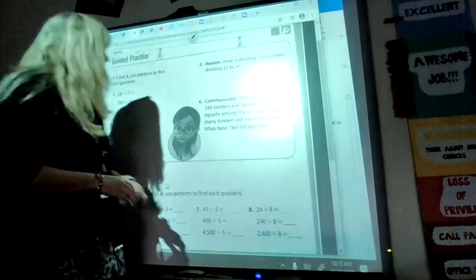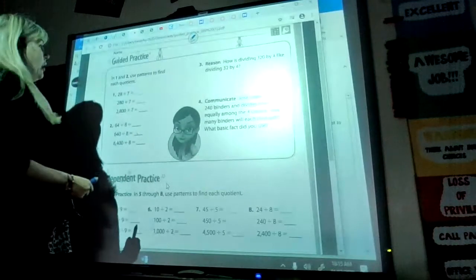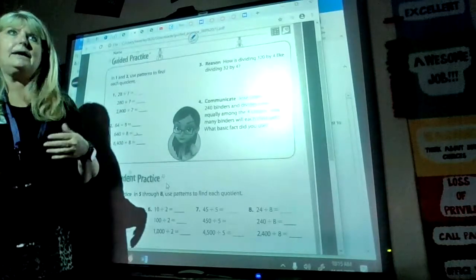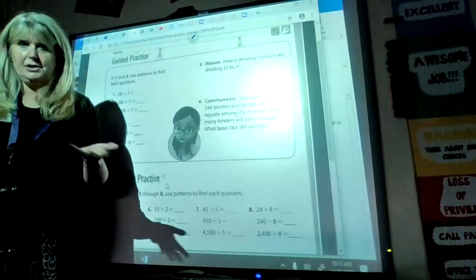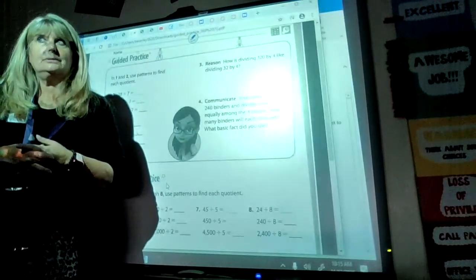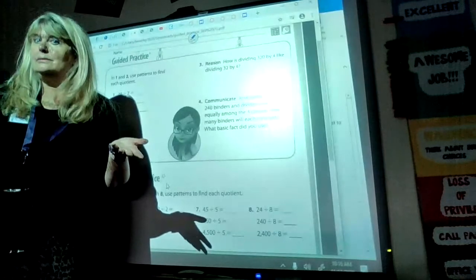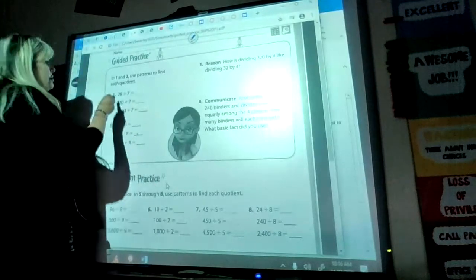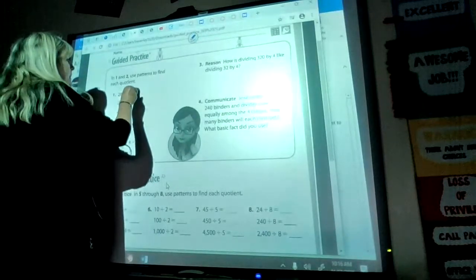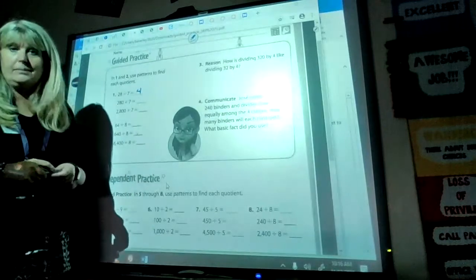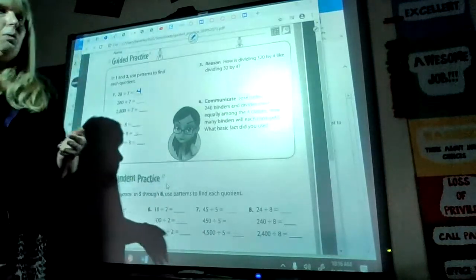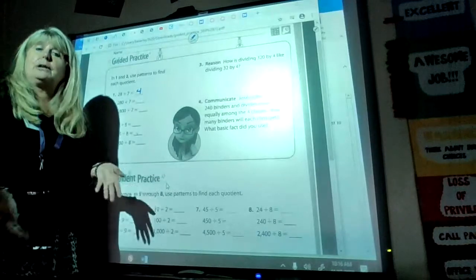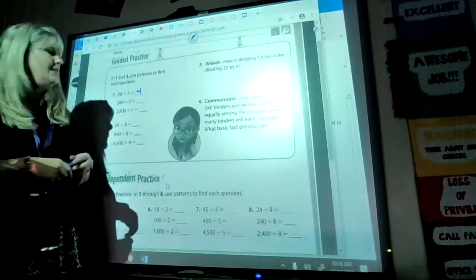So, when I look at this first one, I know 28 divided by 7. Well, think to yourself, okay, what times 7 gives me 28? Well, the answer is 4. You're exactly right. So 28 divided by 7 gives me 4. Now, think about when we were multiplying and what happened when we added another 0, because you're moving one place over on the place value chart.